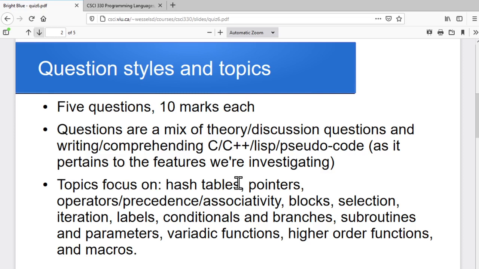the different forms of iteration, so our typical loops, including things like for each loops, labels, so the labels and conditionals and go-tos or branches, so looking at conditional branches, looking at jumps, looking at the structure of how the different loops might be implemented behind the scenes.